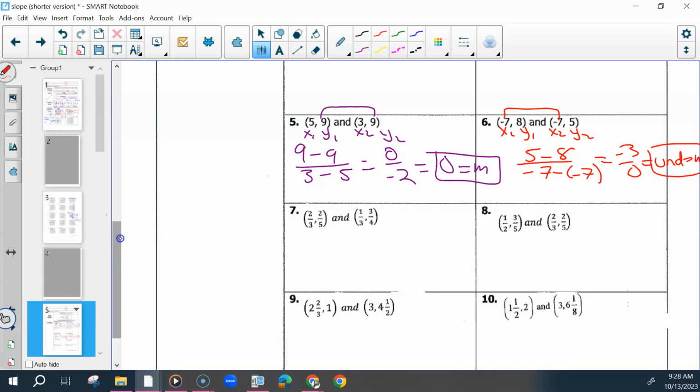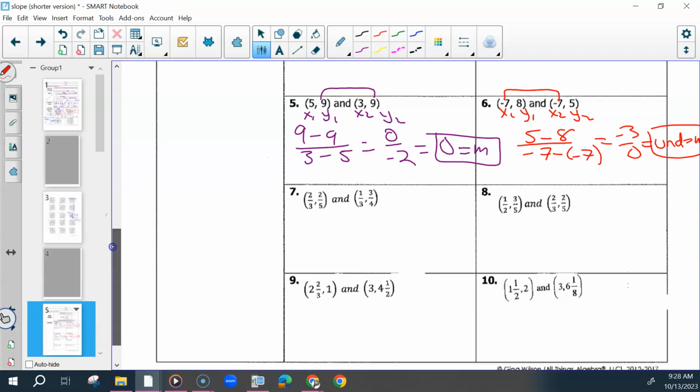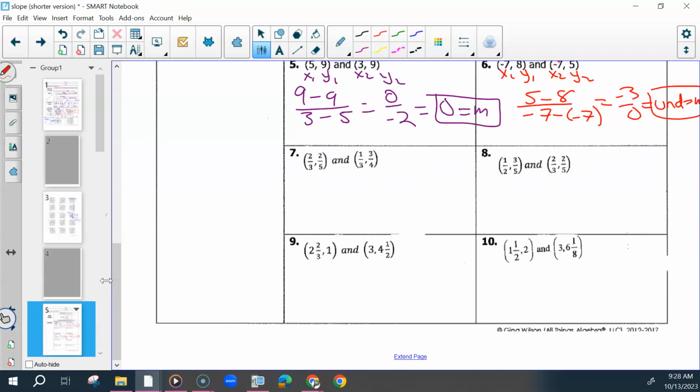So now let's try number 7. Same process, but now we have fractions. You may want to do this on a separate sheet of paper so you have more space, or maybe turn your paper to the side so you can write in this space. So start off the same, your y2, 3/4 minus 2/5 all over 1/3 minus 2/3.